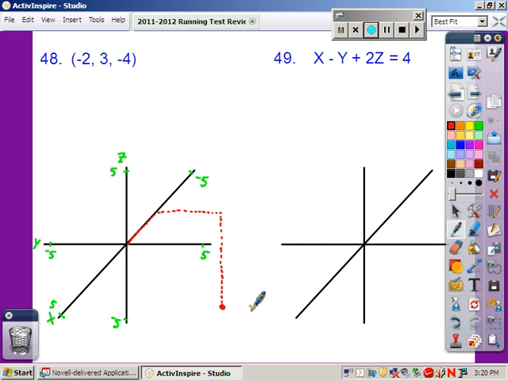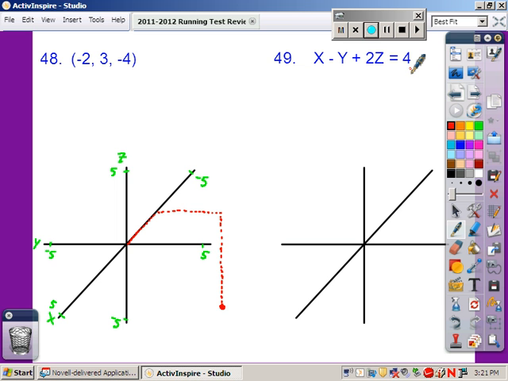All right, this one is a little bit different. 49 is an equation. Remember when you graph an equation for a 2-variable thing, it's a straight line. When you deal with 3 variables, it represents a plane or a surface like that. So you do it the same way though. We have all of these terms equal to 4. We want to find the intercept for each.